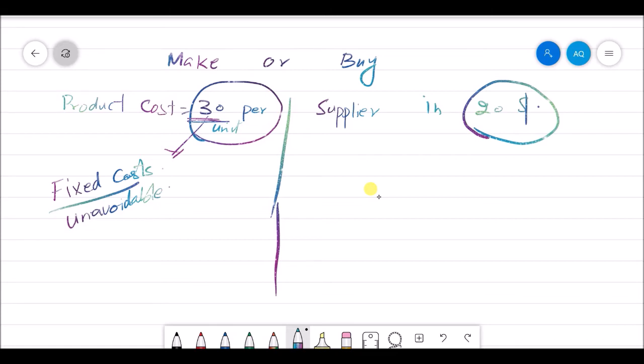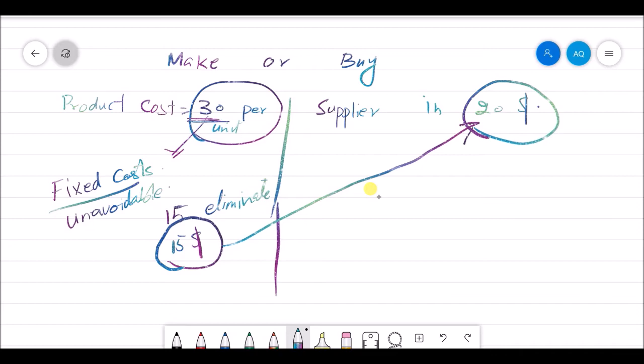Maybe there are $15 which you can eliminate, and there are $15 which you cannot eliminate. So you will incur these costs plus this cost. So in total, this will make 35, which is higher than 30. So your decision to buy will create losses for you.